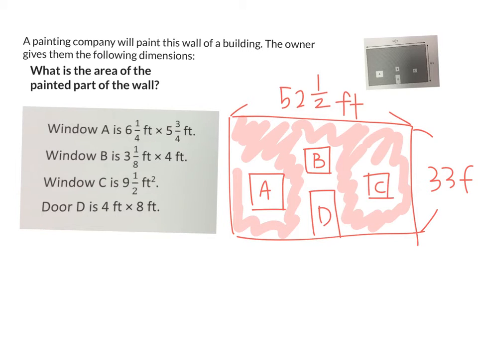So let's talk about the steps of the problem first. What do I need to do first? Go ahead and talk to your partner. So the first step I'm going to need to do is find the area of the entire wall, including all the windows, right? So how would I do that? I need to multiply 52.5 by 33. Do you agree? Yes? Yeah. This is the entire thing.